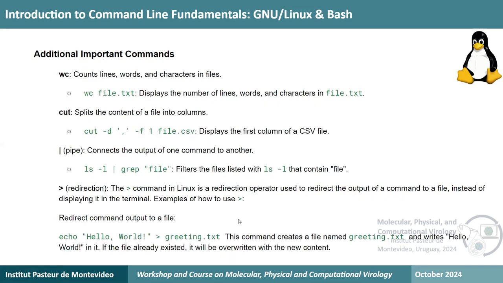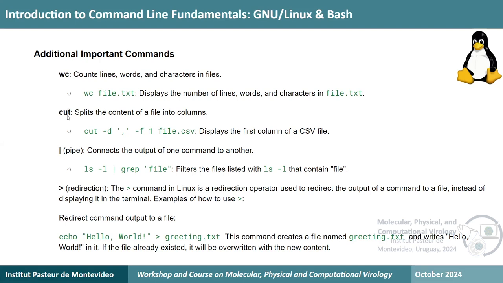Then we have a couple of other Linux commands that are crucial, for example, for managing text, extracting data, and controlling output. This includes wc, cat, pipe, and the redirection. They give you powerful ways to process and save data efficiently. The wc command provides a quick count of lines, words, and characters in a file. This is an example. Here, wc and the name of the file, which will display lines, words, and characters in file.txt.